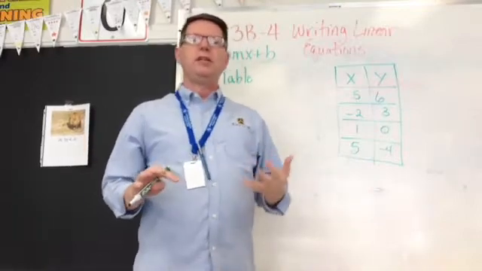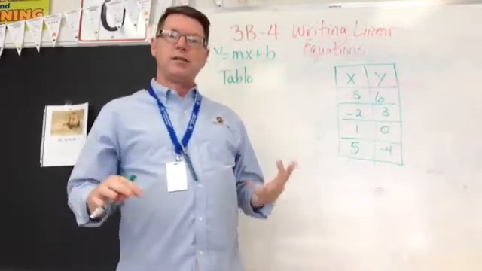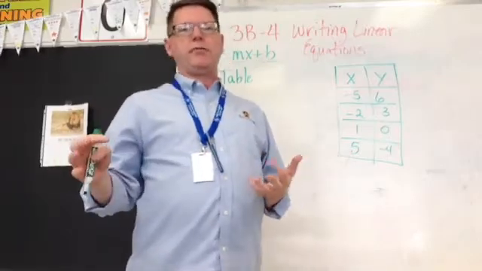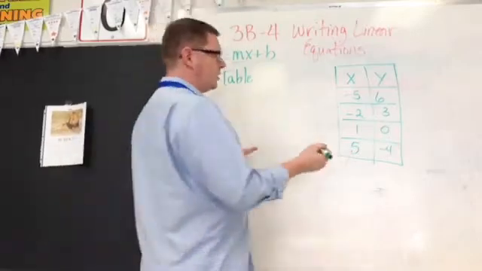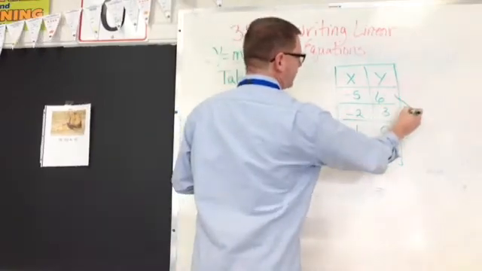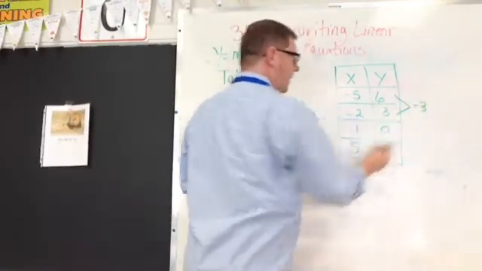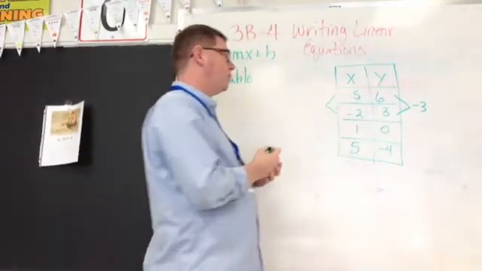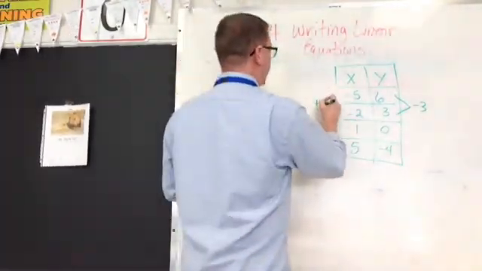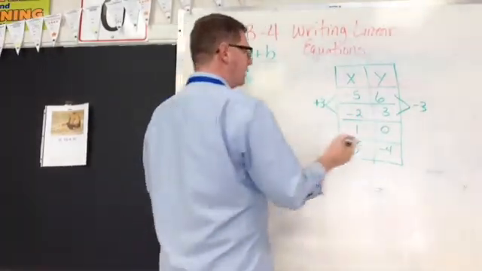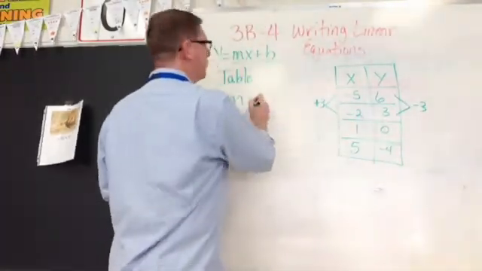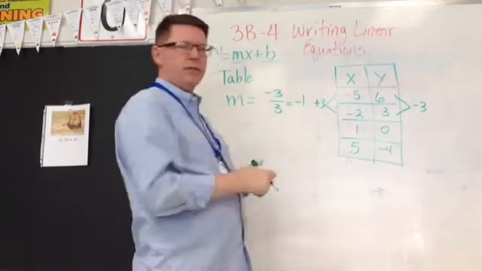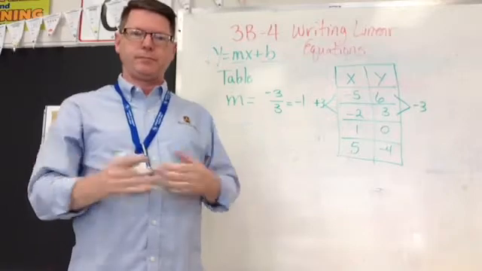And the first thing we need to do is find the slope. Now you remember finding the slope from a table. y2 minus y1 over x2 minus x1, or I can just pick two numbers. How did I get from 6 to 3? I subtracted 3. And how did I get from negative 5 to negative 2? In this case, I actually added 3. So my slope, m, equals negative 3 over positive 3, which equals negative 1. So my slope is negative 1.